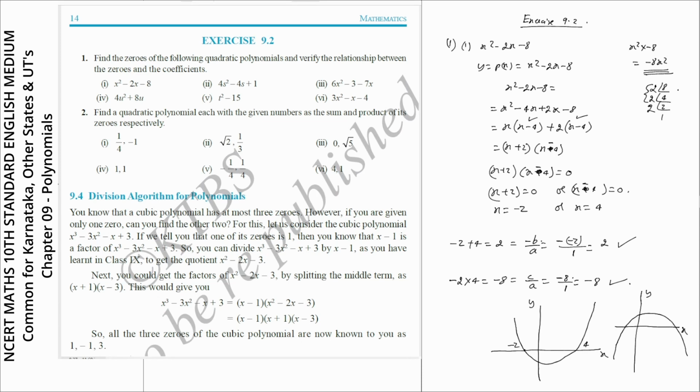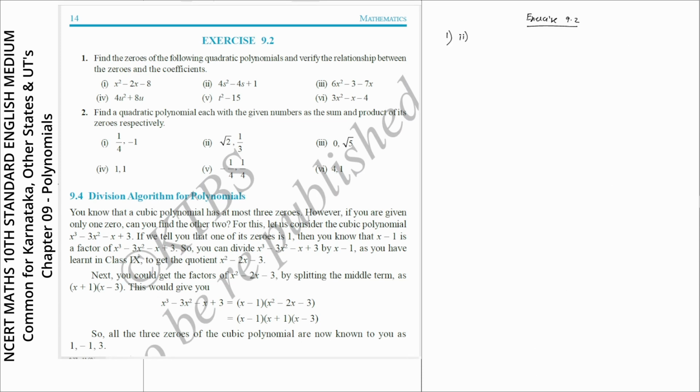Okay, exercise 9.2, question number 1, sub question 2. The given polynomial is 4s square minus 4s plus 1. So I'll factorize this one. This is equal to 4s square. Now 4s square into 1 is 4s square only. Now 4, if I factorize, 2 2s are 4. Now I should split the middle term such that if I multiply, I should get 4s square.